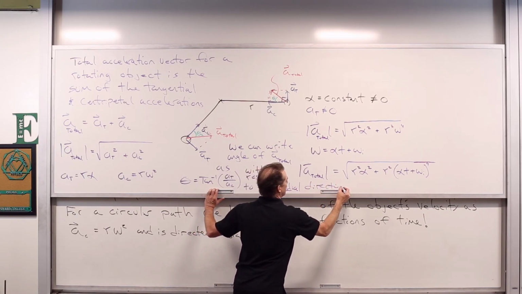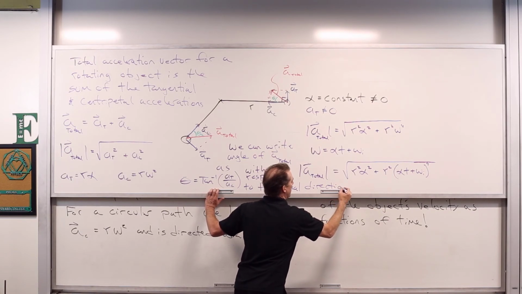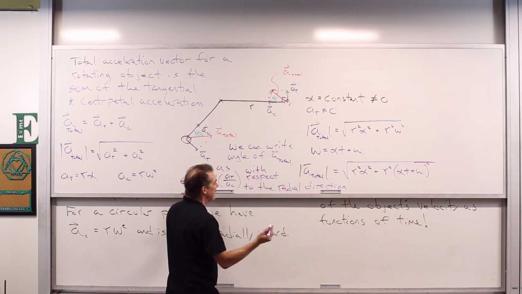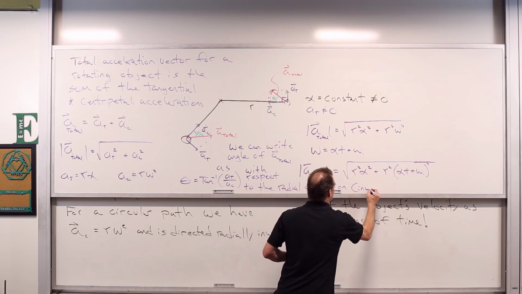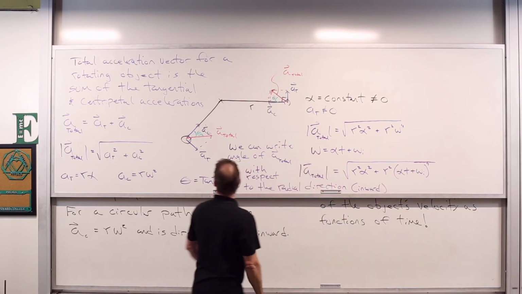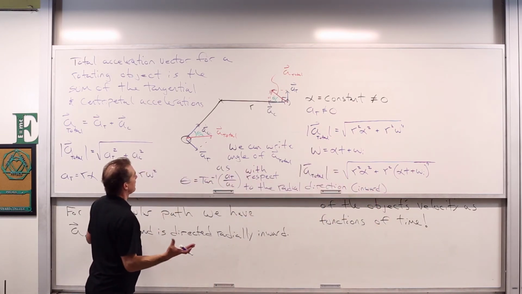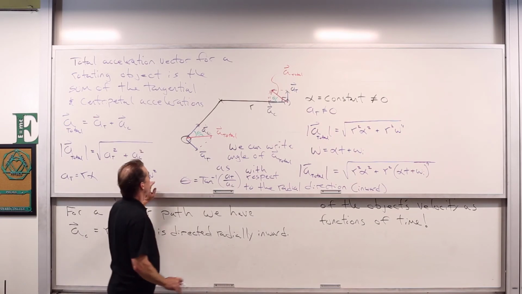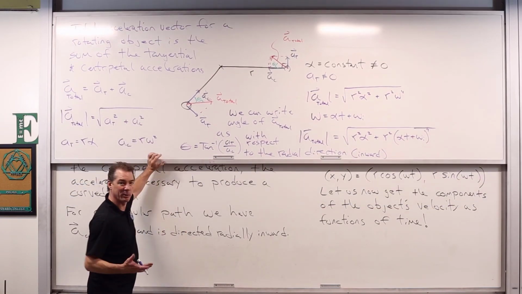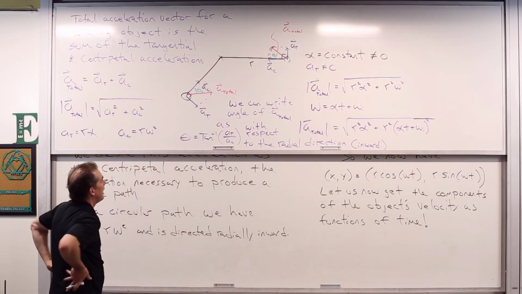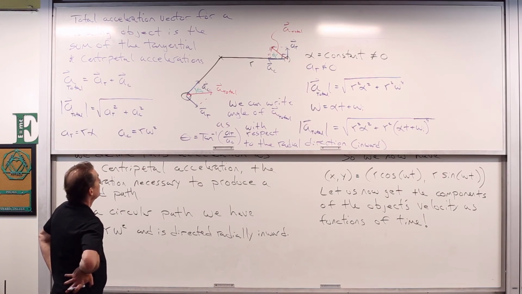To say with respect to the radial direction, radially inward. There we go. That's how we get the angle. Reference it with respect to some standardized direction. Radially inward is a nice standardized direction. And that's what we've got.